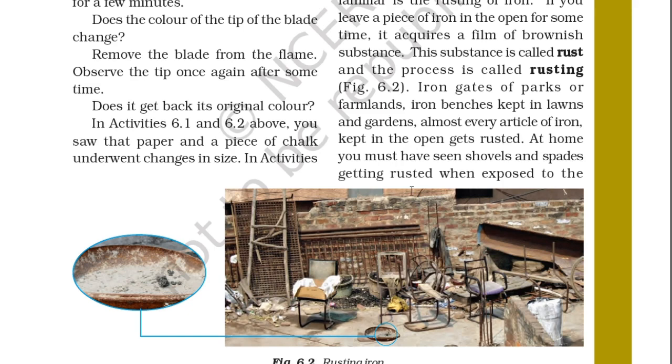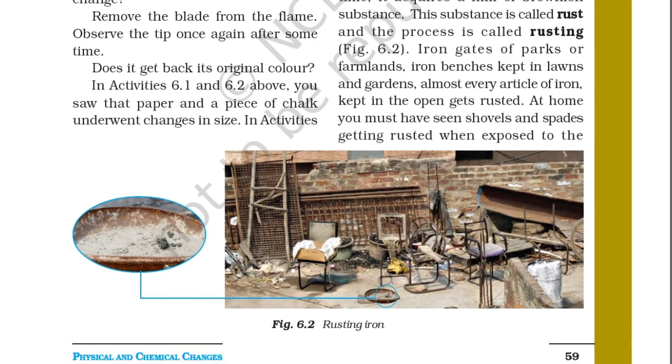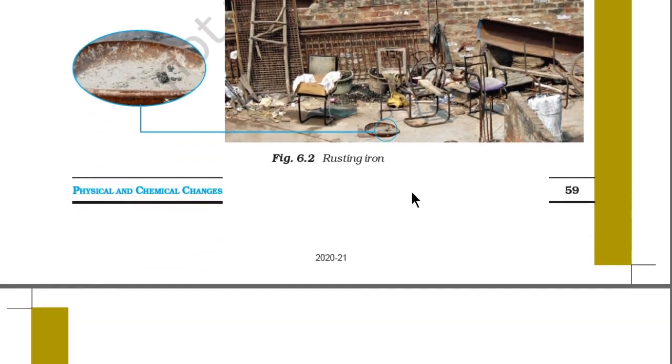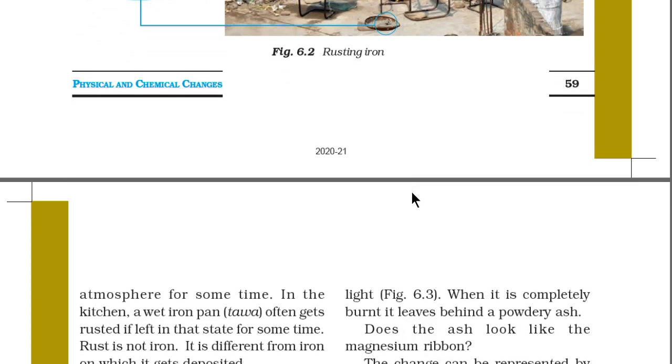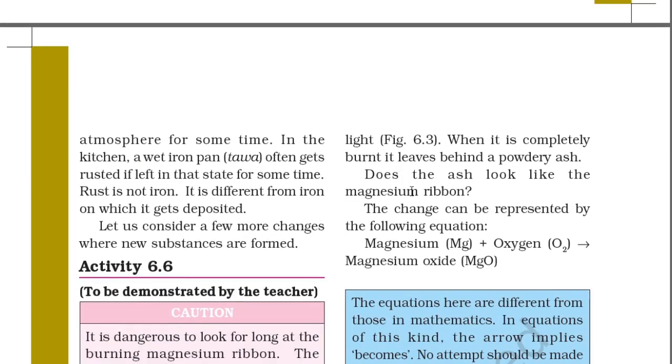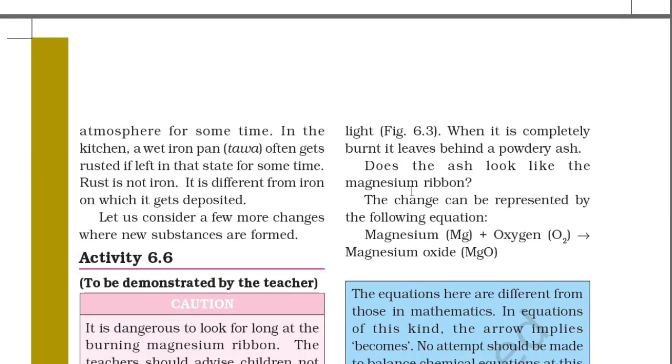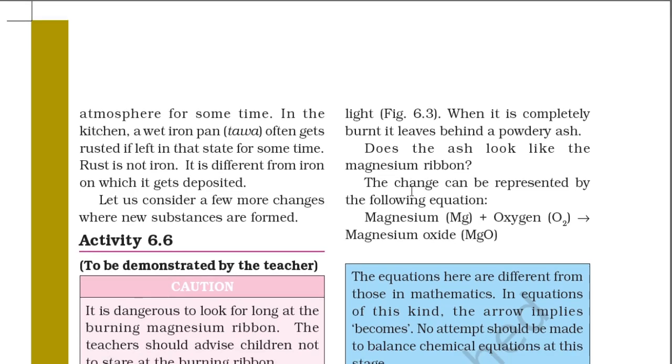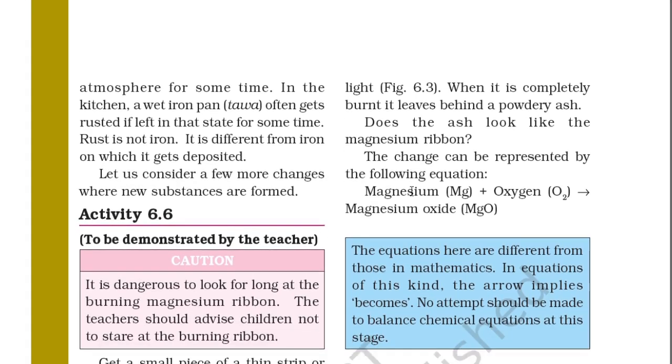At home, you must have seen shovels and spades getting rusted when exposed to the atmosphere for some time. In the kitchen, a wet iron pan or tawa often gets rusted if left in that state for some time. Rust is not iron. It is different from iron on which it gets deposited. So rust is not iron, but some different thing which gets deposited on it.